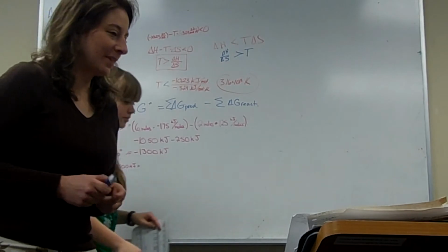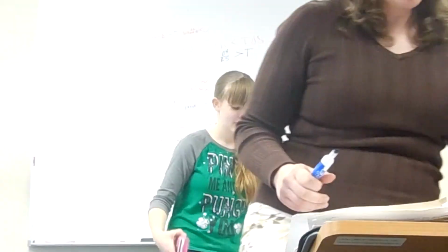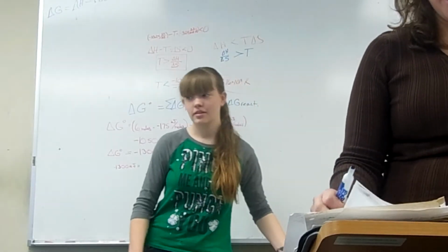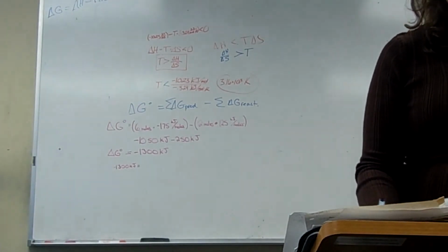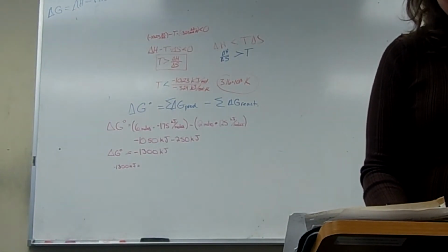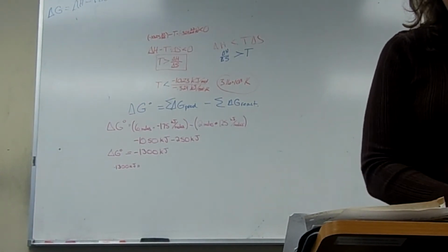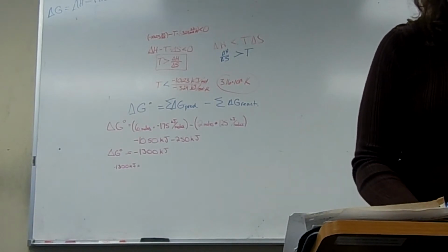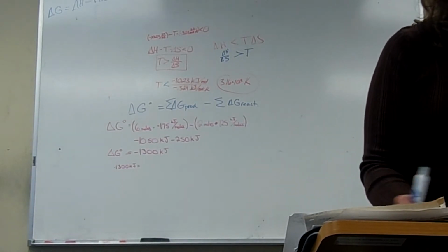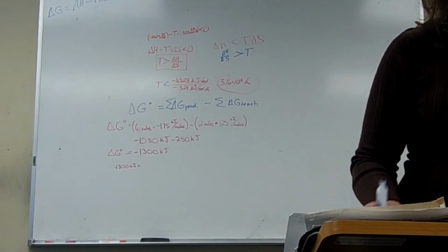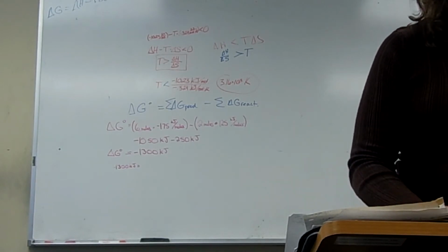I'm so lost. I have no idea what I just did. You just calculated Gibbs, and if it's negative, it's spontaneous. And if you got a positive answer, it would not be spontaneous. Oh, here's my answer sheet. Hooray. So yes, as long as it's negative, it's spontaneous, and that is what you're after. Just is the answer positive or negative?